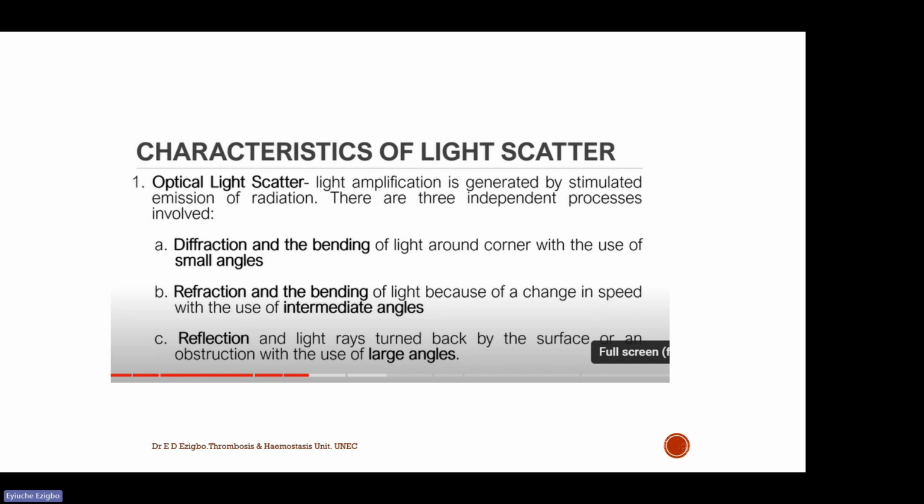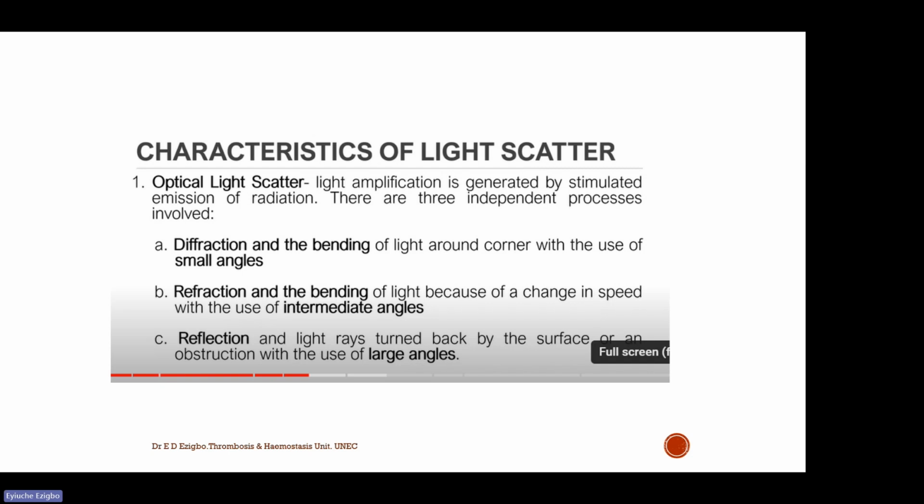So those principles of light, when light hits an obstacle, it is either refracted or reflected. All those principles are employed here in sorting out these cell types. So characteristics of light, that is, how are the lights scattered? How does the cell scatter? You see, the optical light scatter.